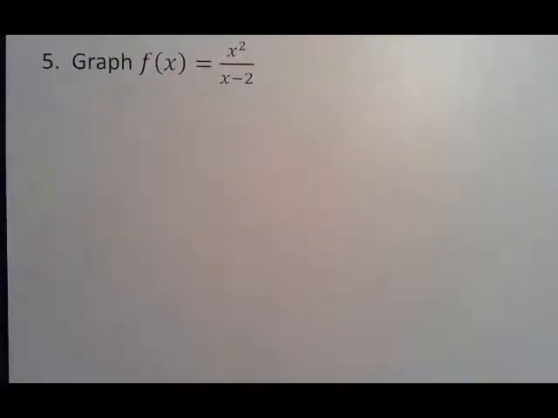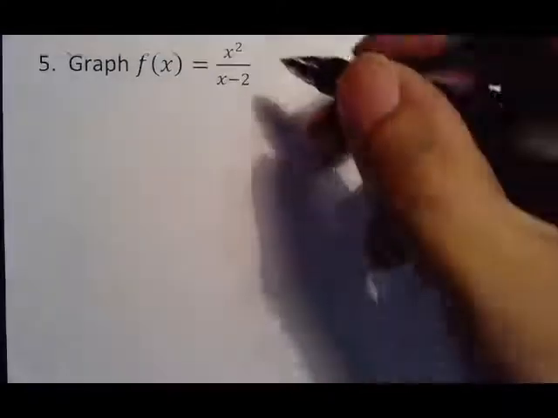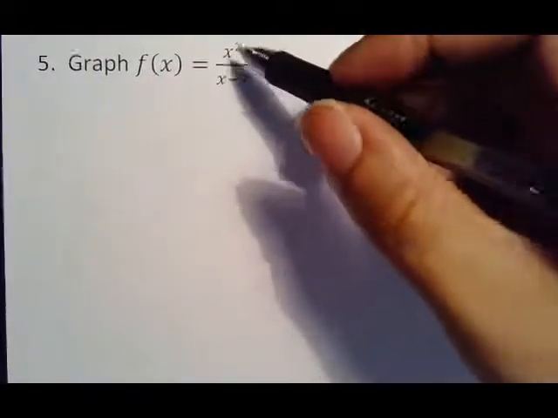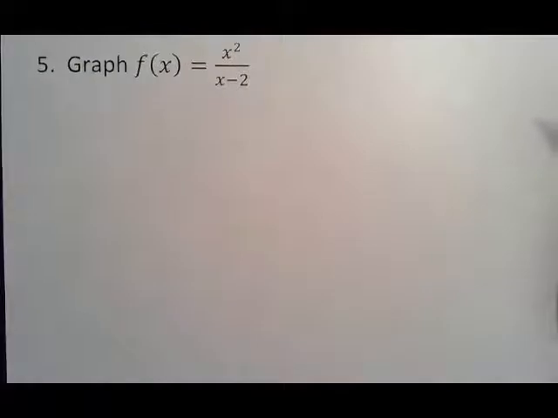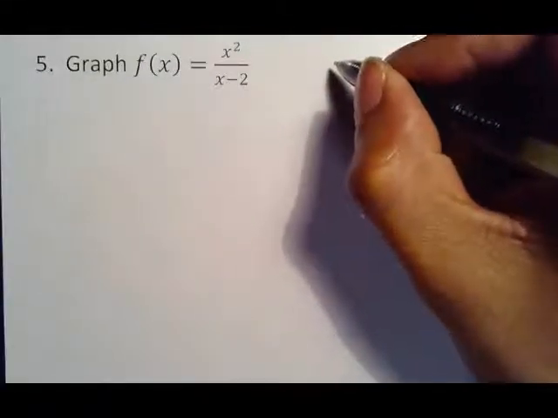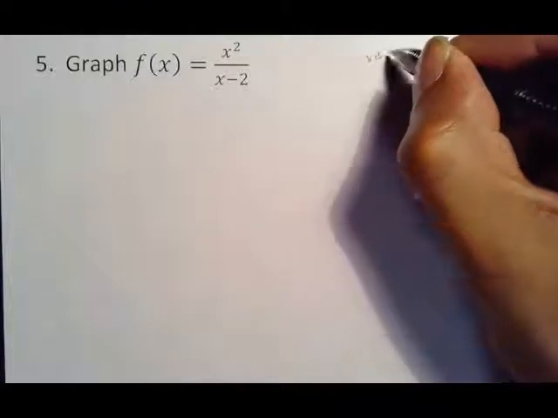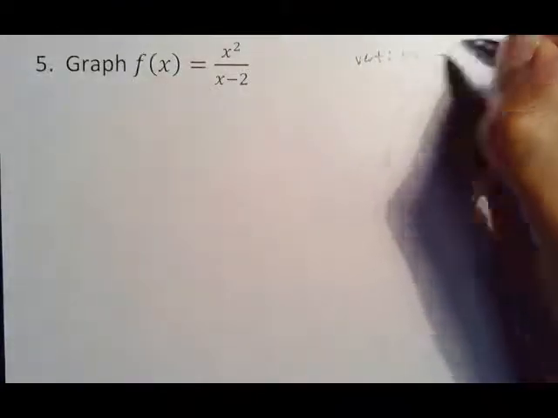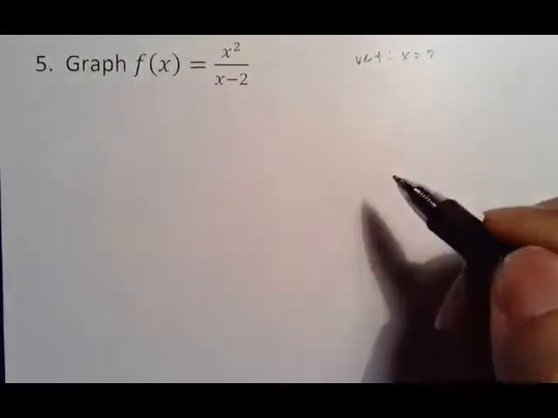Video's going to pause. And what you should notice again is that this is one where the numerator is higher than the denominator, and so what we will get is a vertical asymptote again at x equals 2, because we get that from the bottom.